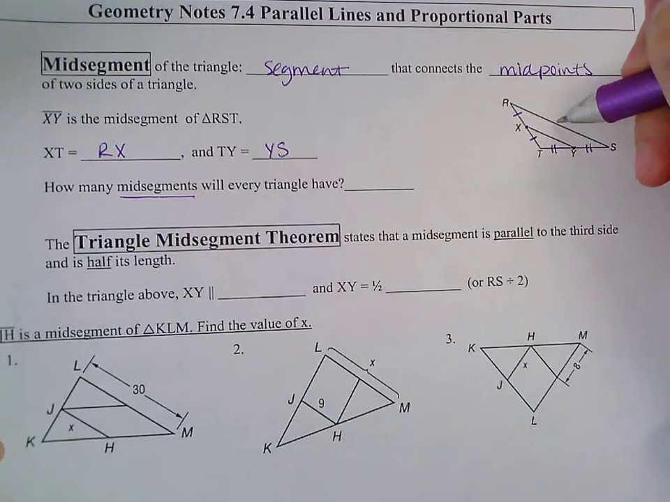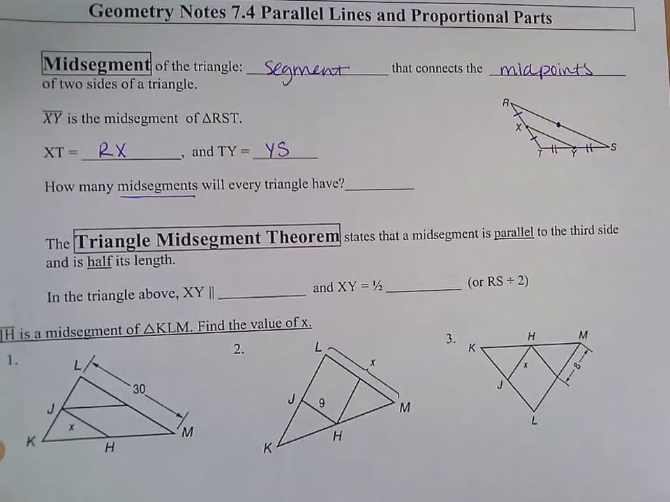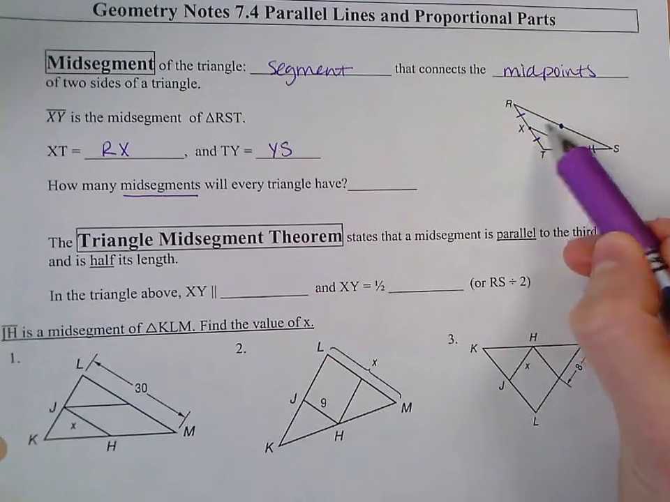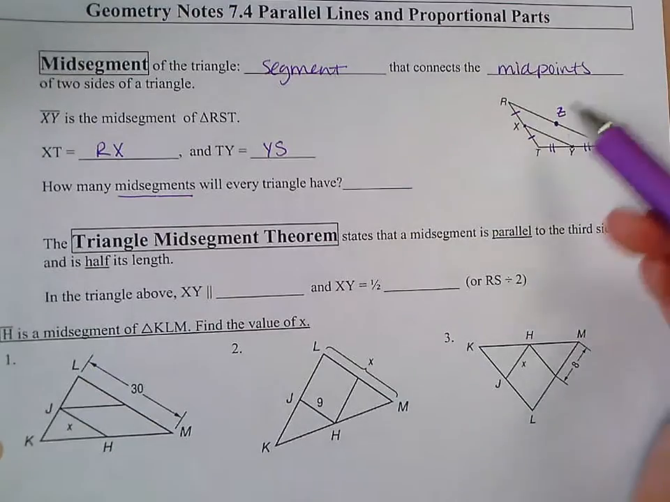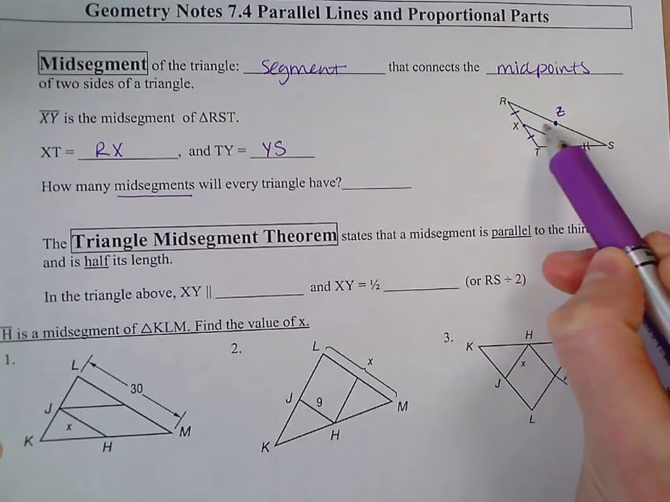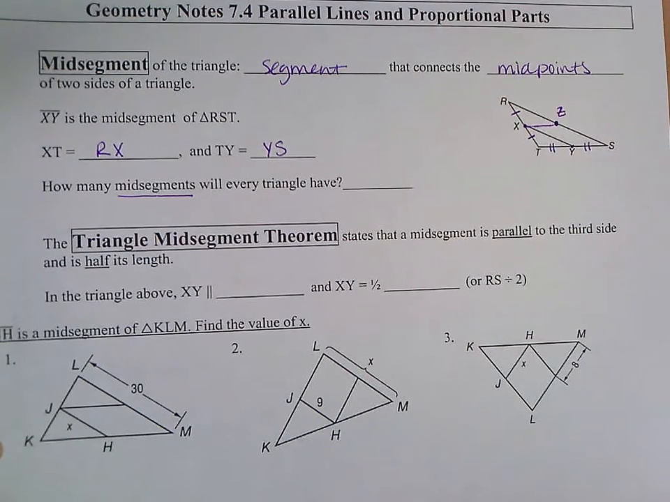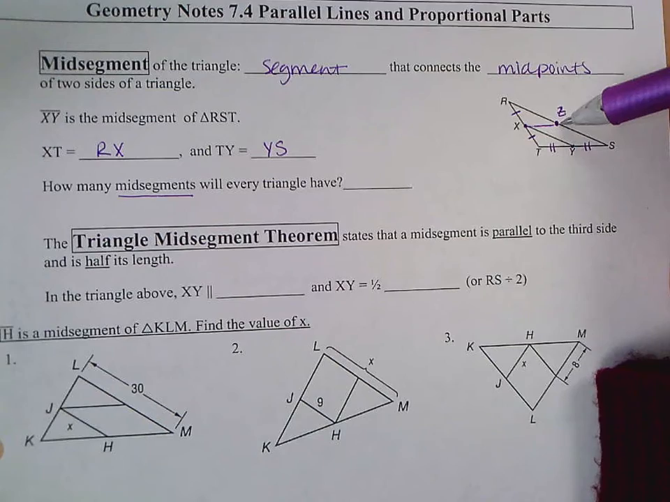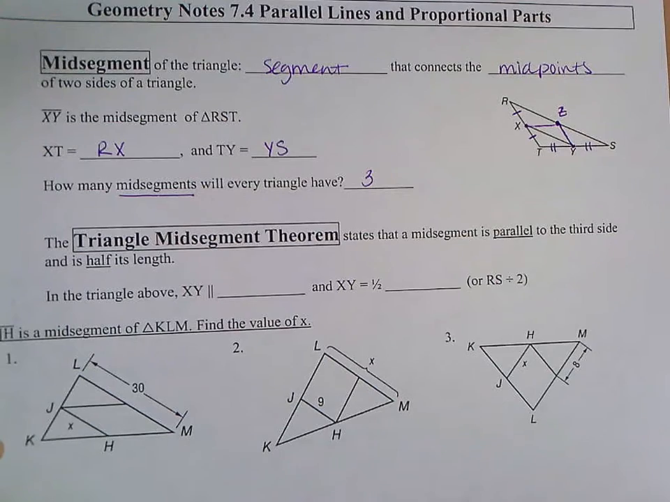So it's not drawn in, but I could draw a midpoint on side RS. And that means I could also connect, like let's say I call this Z. It doesn't really matter in this case. But that means XZ, if I drew in XZ, that would also be a mid-segment because it connects two midpoints. And then ZY would be another mid-segment. So every triangle does have three mid-segments because each of the three sides has a midpoint. So XY would just be one mid-segment.